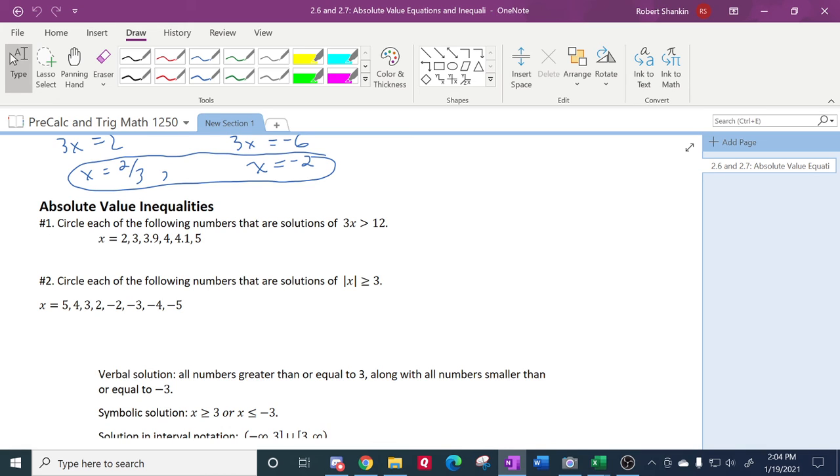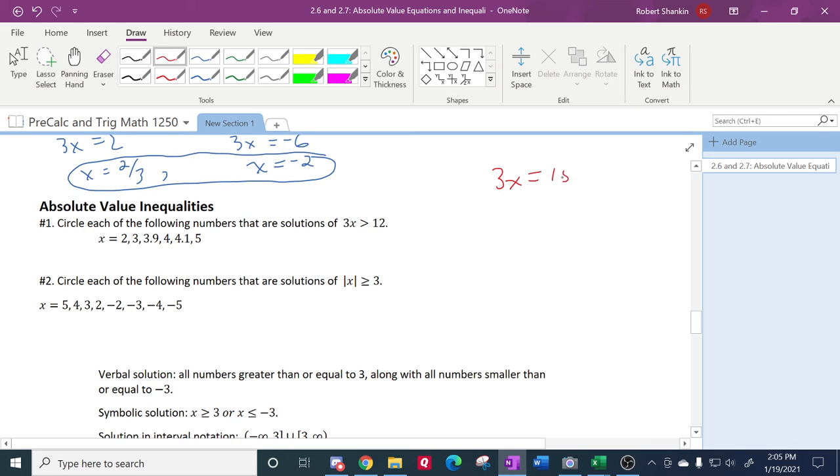All right. So now absolute value inequalities. Number 1, circle each of the following numbers that are solutions of 3x is greater than 12. Well, I'm going to look through these. And instead of circling them, I'm going to underline them. Let's put 2 in there. If I put 2 in there, do I get a true statement? Well, if I put 2 in there, I'm going to get 6 is greater than 12. Oh, that's false. So remember what it means to be a solution of something.